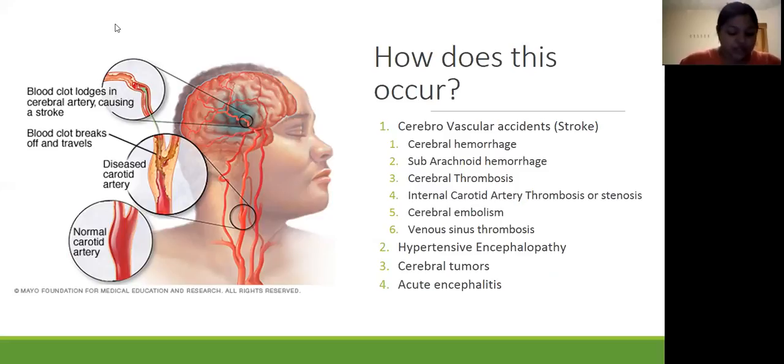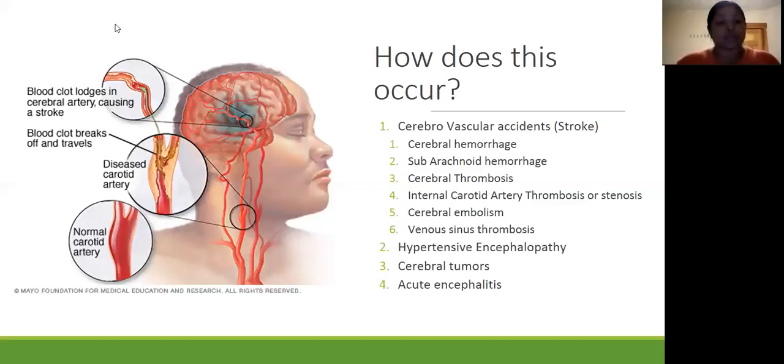So in all of these conditions, either there is a hemorrhage, a bleeding within the structure of the brain, or there is something that is blocking the flow of blood or fluid in the arteries within the brain. So as you can see, in all of these situations, there is a building of pressure, okay? Another situation where this may occur is hypertensive encephalopathy, and that basically means that if someone has high blood pressure, it can increase the actual pressure in the brain due to damaging of the surrounding structures.